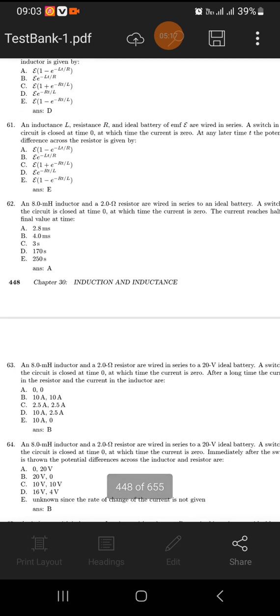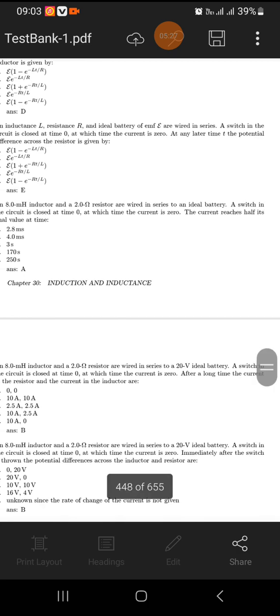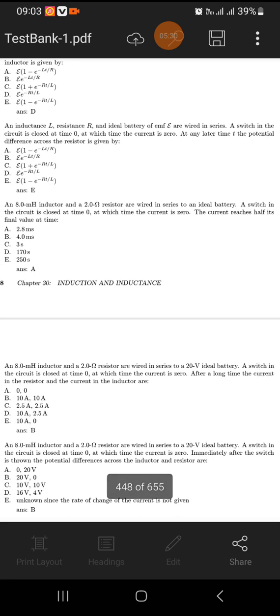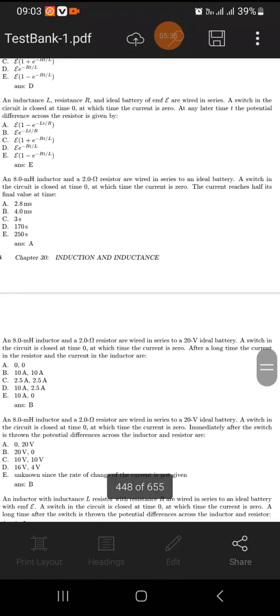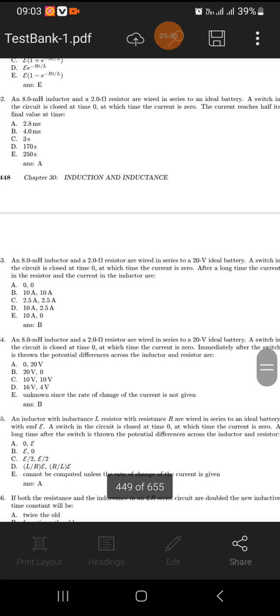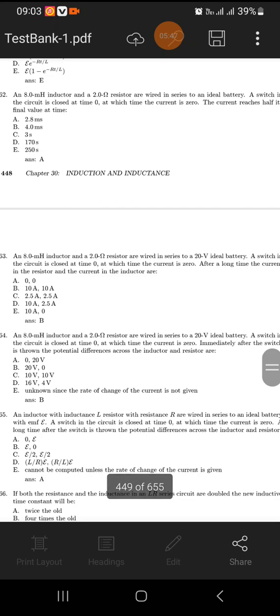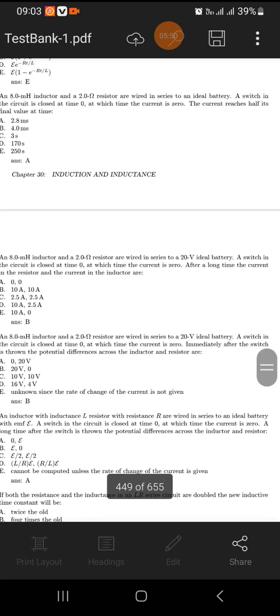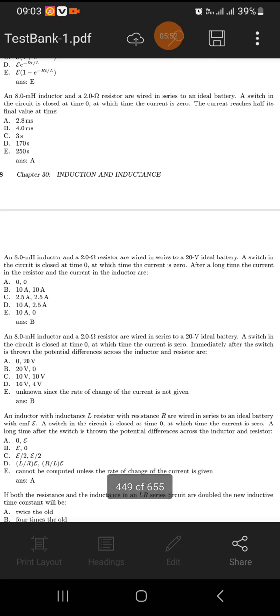An 8.0 millihenry inductor and a 2.0 ohm resistor are wired in series to an ideal battery. A switch in the circuit is closed at time t equals 0. The current reaches half its final value at what time? It is A, 28 milliseconds. And then they repeat the same question again. But now what's the difference between that question and this question?